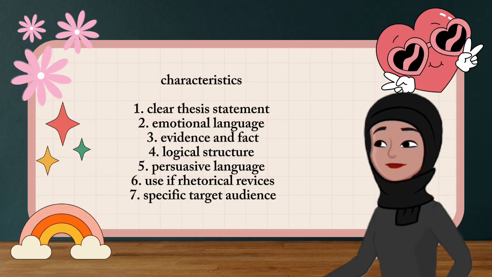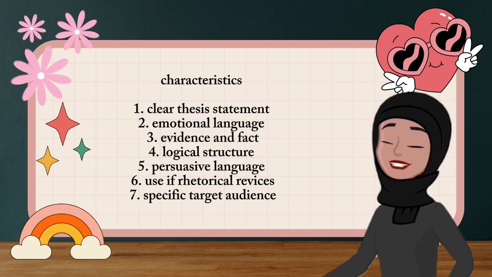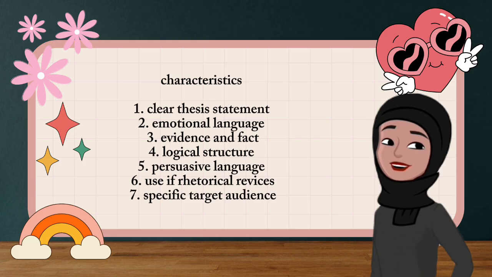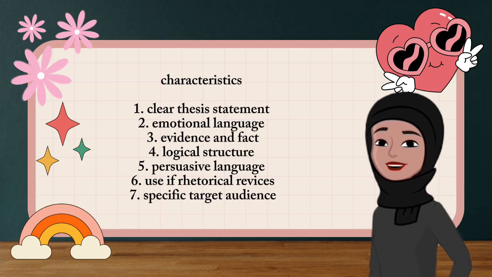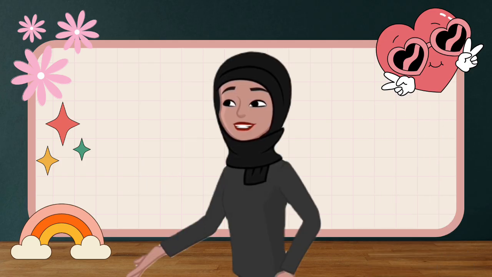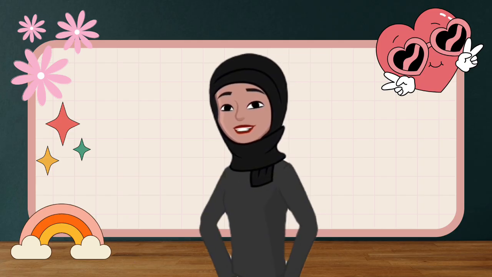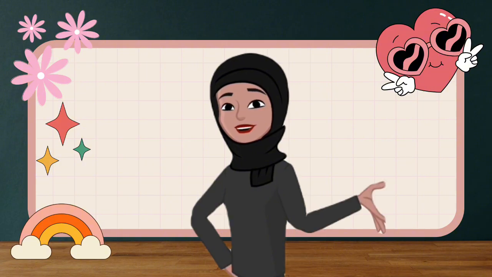Specific target audience. The writer of a persuasive text targets a specific audience, adapting the language style and content to match the reader's characteristics. Here are a few examples of persuasive texts in English, categorized by their primary appeal: ethos, pathos, logos, along with explanations.